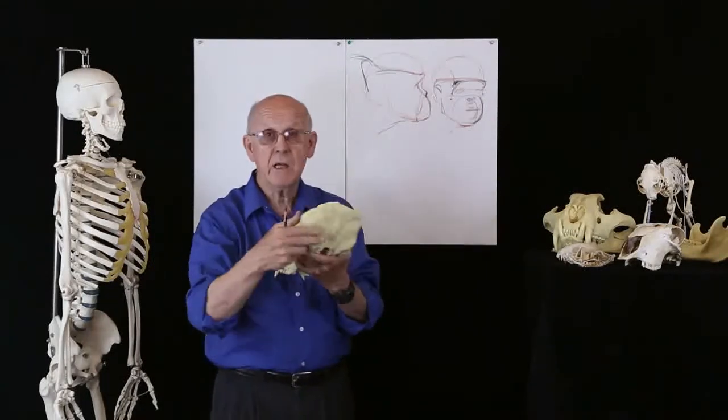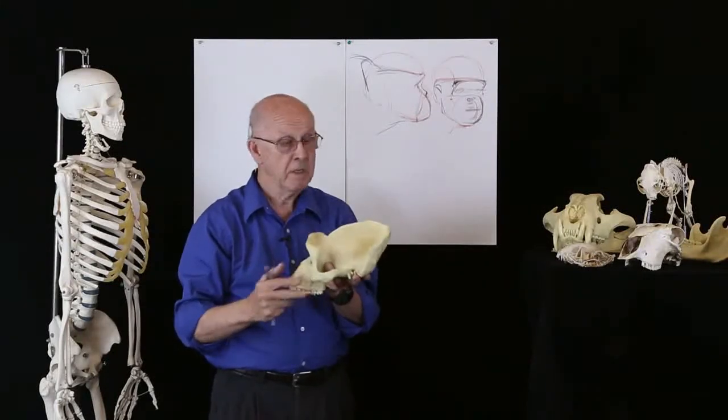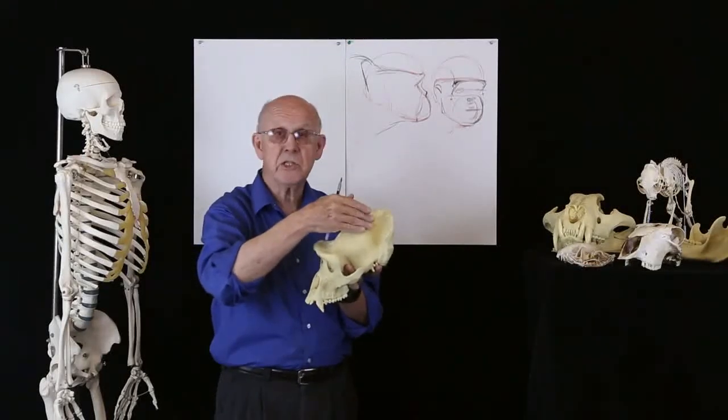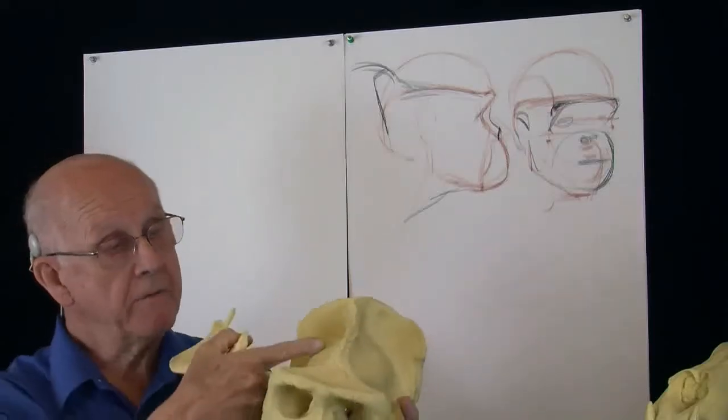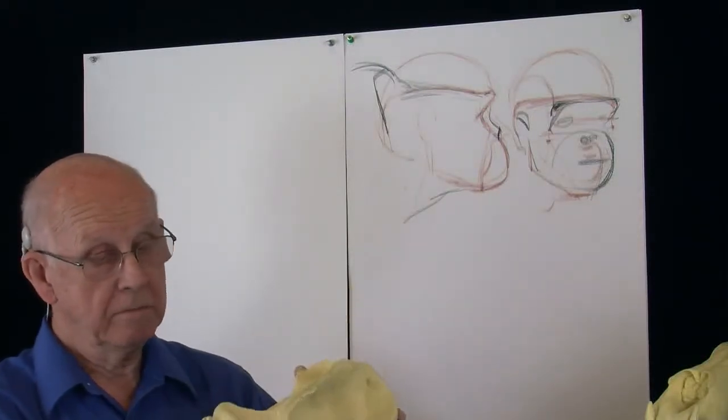This scale idea follows through with pretty much everything. Like all of this ridge here, that's all for attaching muscles. Here we've got this ridge up here, muscles for the top of the head. We've got the gorilla.